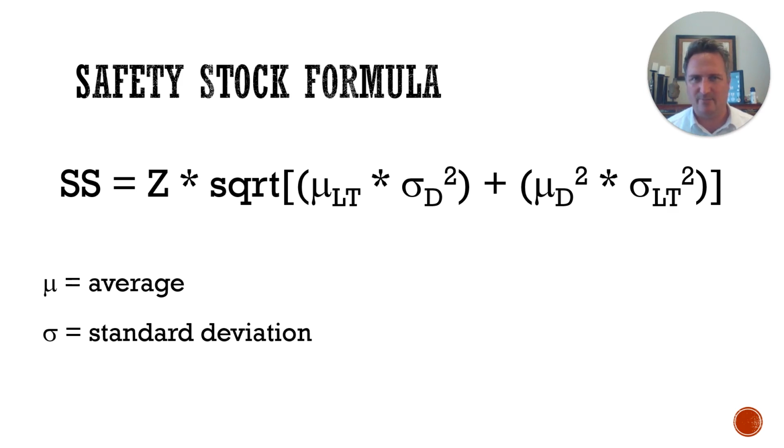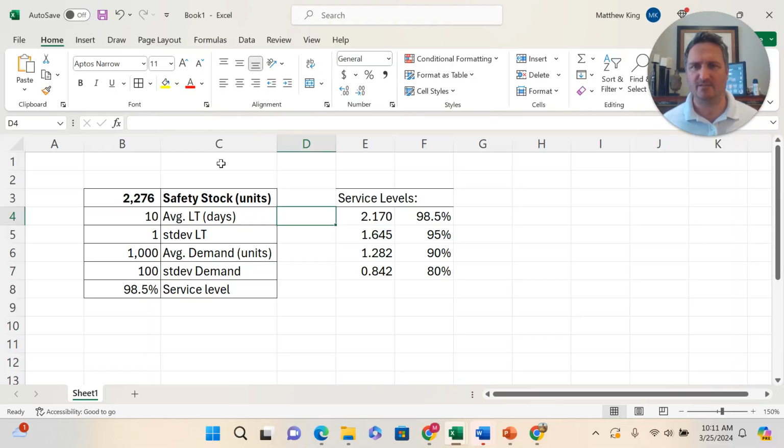Instead of explaining this in PowerPoint, I'm going to jump into Excel and we'll show you a demonstration. So, it's best to use Excel to calculate safety stock. Over here in column F, you've got various service levels. Column E, we're using the NORM.S.INV function to get the corresponding Z factor. And you can see that as your service level goes down, your Z score goes down as well. Over here in column B, you've got the inputs.